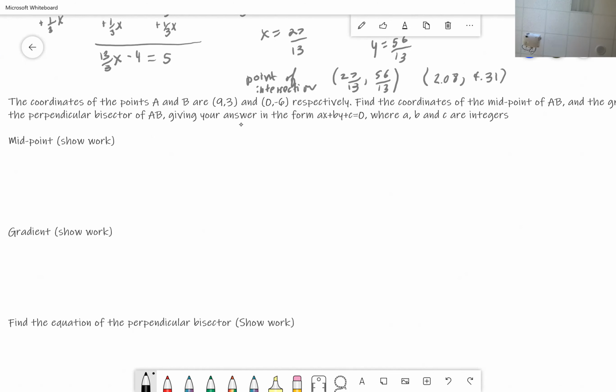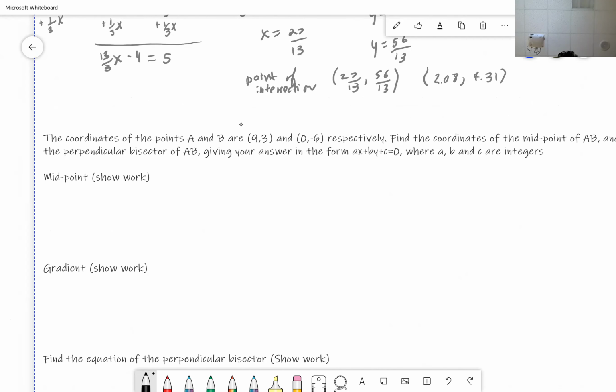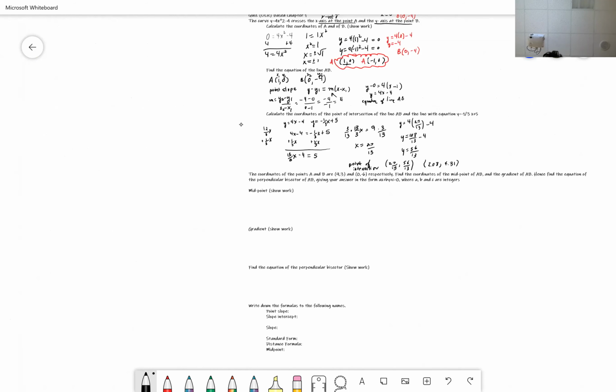So it says that the coordinates of points A and B are 9, 3, and damn it, bro, it moves around a lot. All right, there we go.